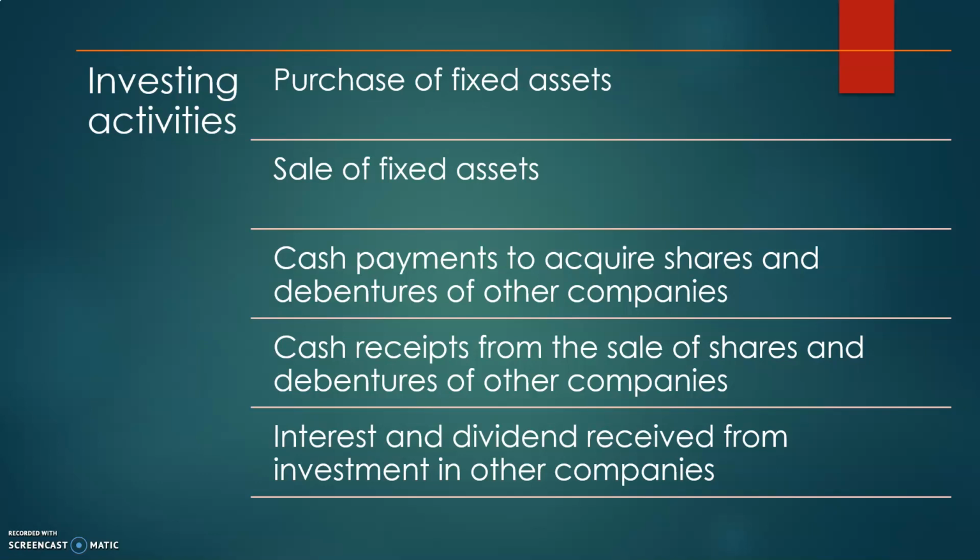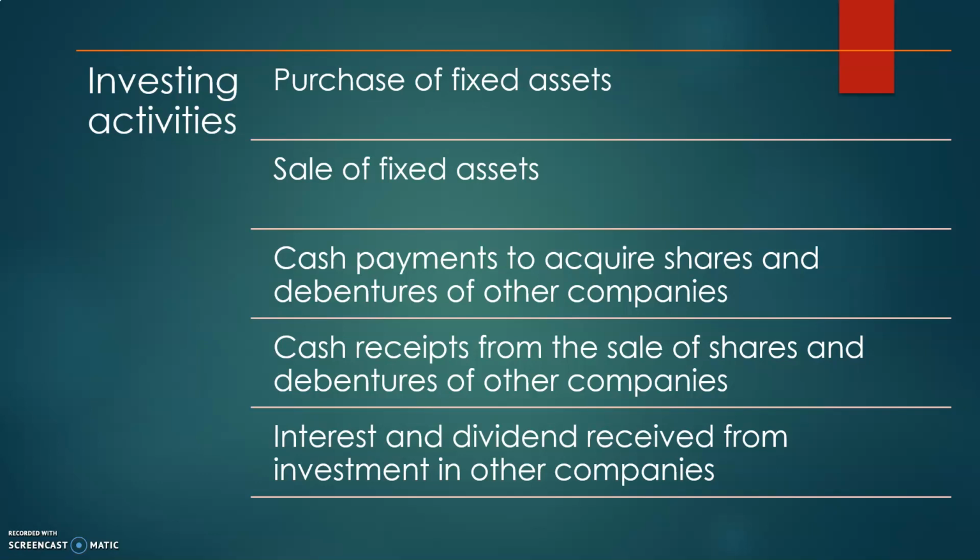Next is cash payments to acquire shares and debentures of other companies. Suppose you are investing in the shares and debentures of other companies, then cash outflow is involved, no? So that will be grouped under investing activities. Cash receipts from the sale of shares and debentures of other companies. Just the reverse of the former one. That is, you are selling the shares and debentures of other companies, then that is cash inflow from investing activities.